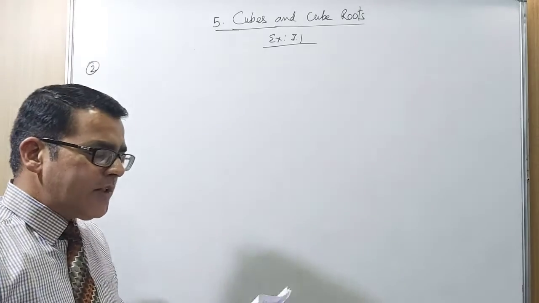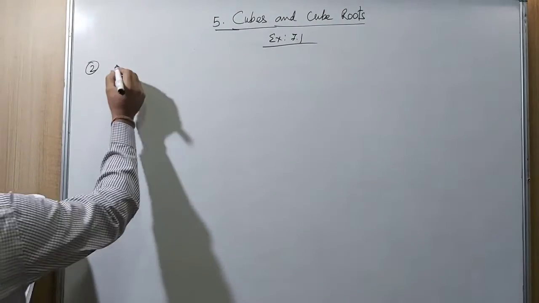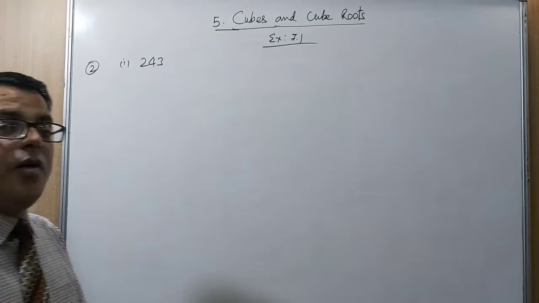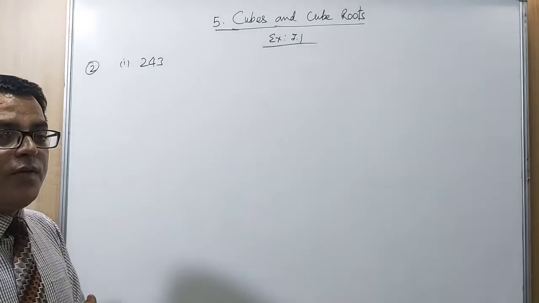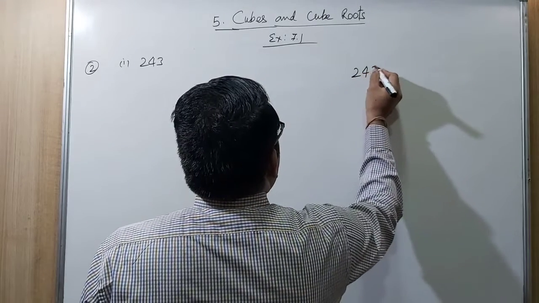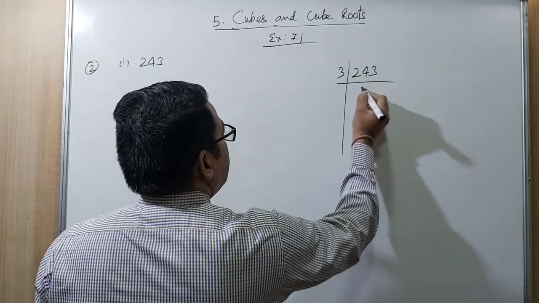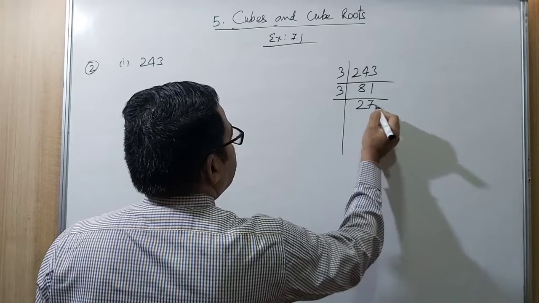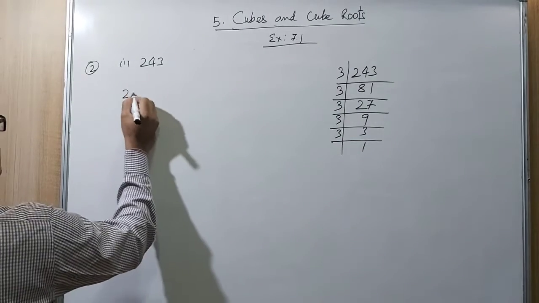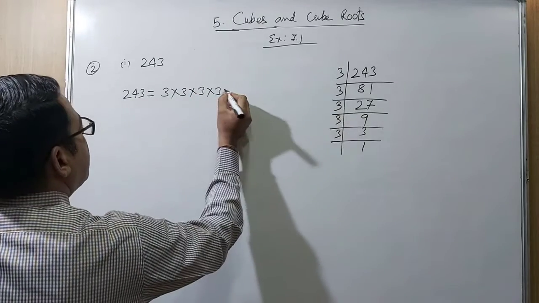Now the question is, find the smallest number by which each of the following numbers must be multiplied to obtain a perfect cube. So by which number should we multiply this number to get a perfect cube? It means the given number is not a perfect cube. We need to find by which number we should multiply it to get a perfect cube. Again we'll use the prime factorization method. By 3, 81 times, by 3 again 27 times, by 3 again 9 times, by 3 3 times, and by 3 1 time. So factors of 243 are 3 into 3 into 3 into 3 into 3, 5 times 3.